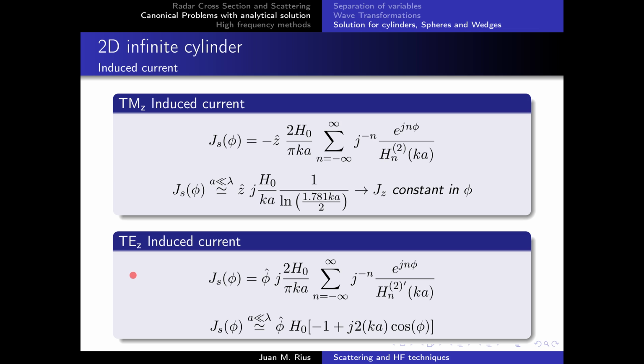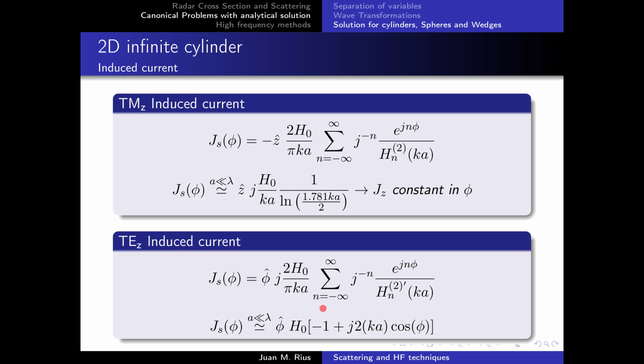The same in the TE case, but in the TE case the coefficients of the Fourier series for the general case depend on the derivative of the Hankel function. So for the small argument approximation we still have only the coefficient of order 0, but now the small argument approximation is not completely constant along phi, but almost constant along phi, because Ka is very small, so the second term, the term with the cosine of phi, becomes very small compared to the first term, which is constant.